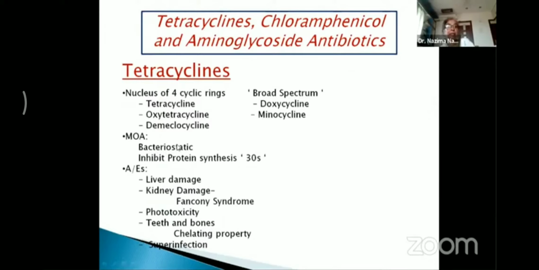Coming to the mechanism of action, these drugs have a bacteriostatic action, and they act by inhibiting the bacterial protein synthesis by binding to the 30S ribosomal subunit. So that is how these drugs are acting. Coming to the adverse effects. Now, adverse effects of these drugs, tetracycline, they are dose dependent.